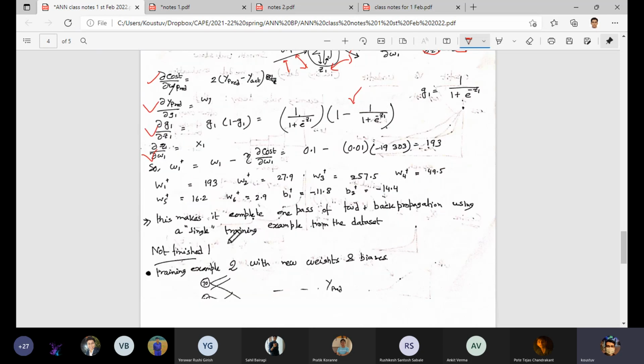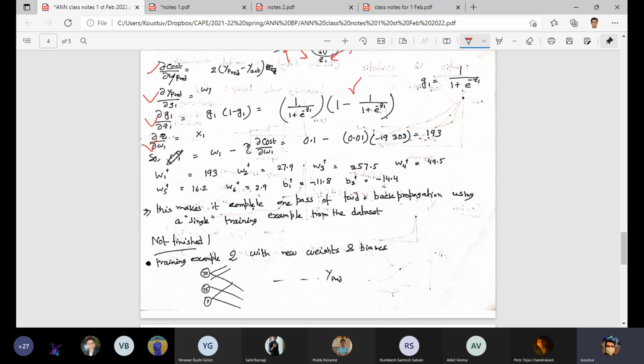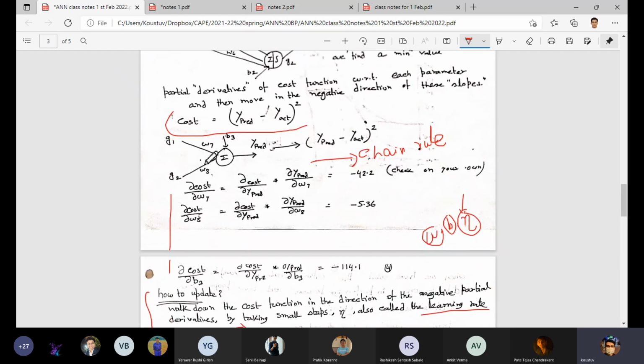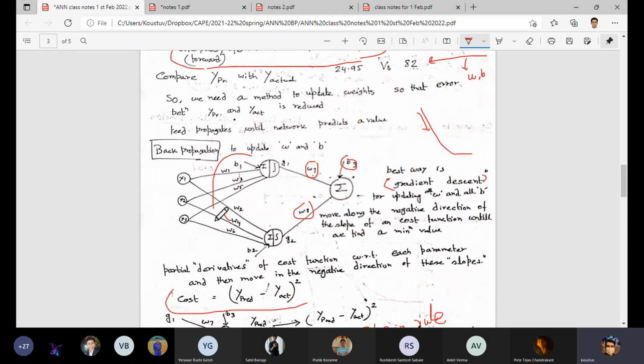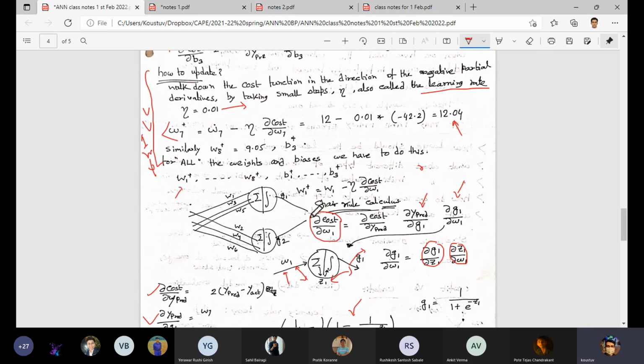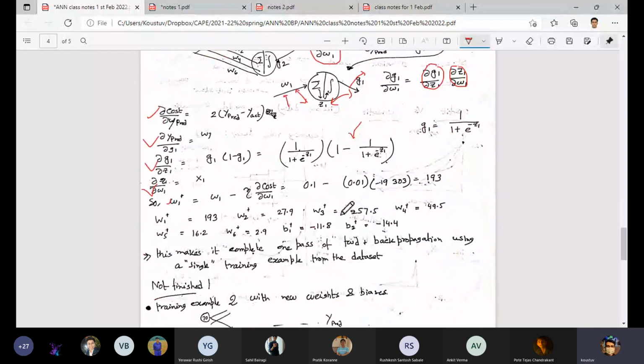In this way we can update W1, not only W1 but W2, W3, 4, 5, 6, even B1 and B2. That means this side of this neuron, all the parameters including weights and biases. So this we have updated, right?